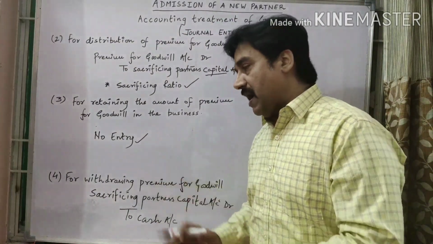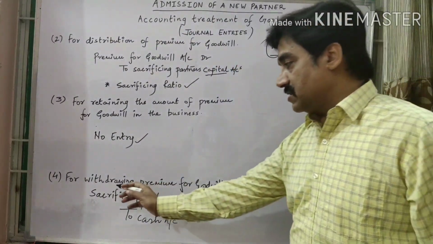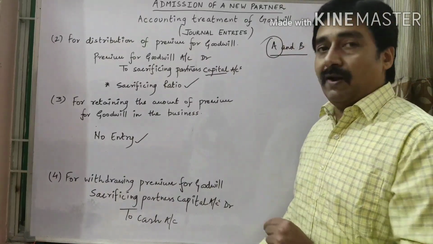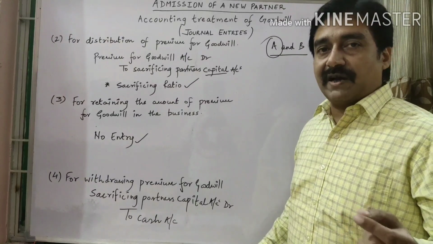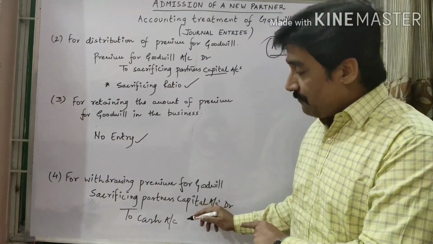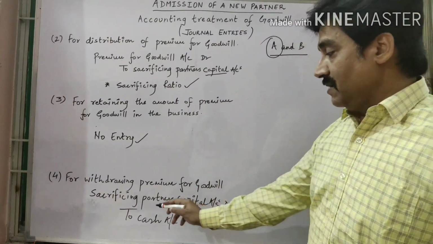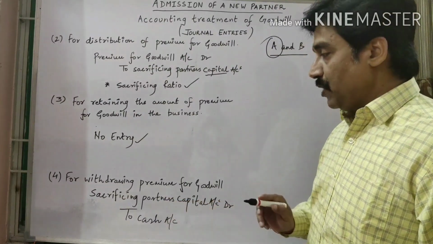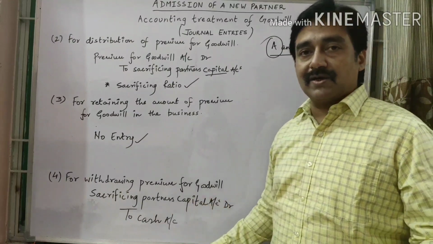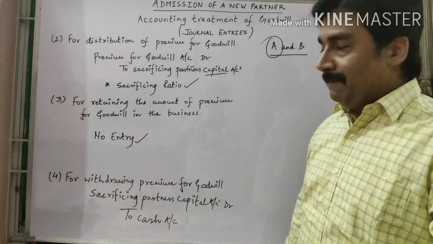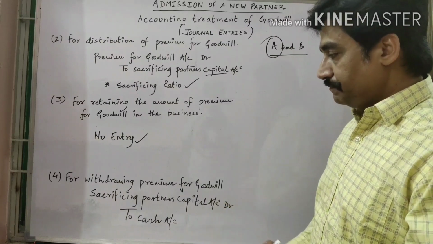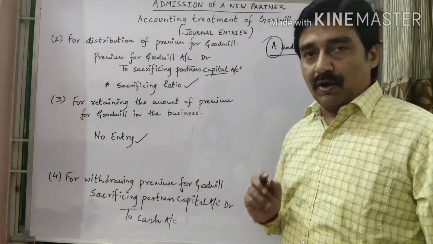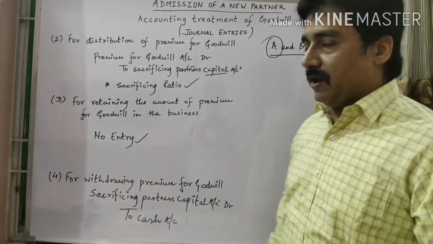But on the other hand, if the question requires that the partners have decided to withdraw the amount of premium for goodwill from the business, then you will have to pass this entry, which goes like this: sacrificing partners capital accounts debit to cash account. This is the entry when the partners decide to withdraw the premium for goodwill out of the business. Children, sacrificing partners capital account to cash account. So note this down and I'll move on to another entry.